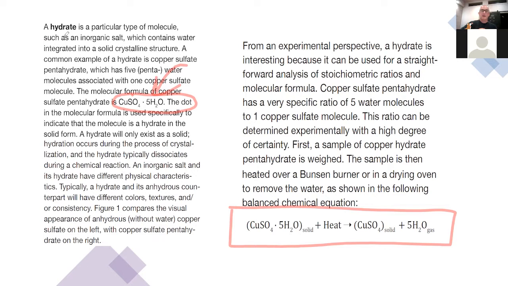So here we have a balanced reaction. Here we have the hydrate on the left, and then the products on the right. So is this an exothermic or an endothermic reaction? Exothermic. Why is that? Heat was generated. Sorry? Heat was applied. Heat was applied. So in an exothermic reaction, is heat absorbed or is heat released?